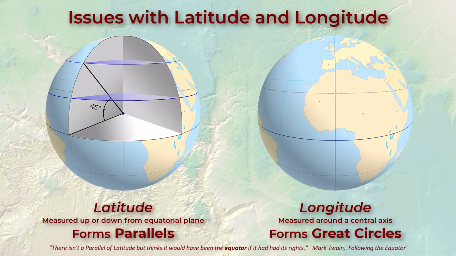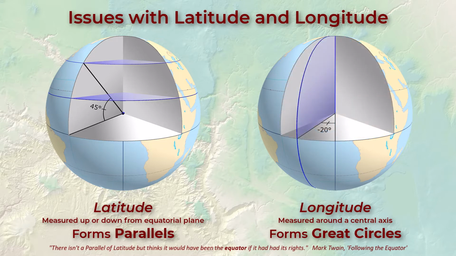Longitude, on the other hand, is defined as an angle around a line connecting the North and South Pole. All lines of longitude are actually great circles, and a great circle is what you get when you intersect a sphere with a plane, such that the plane goes through the center of the sphere. In this case, this plane also goes through the North and South Pole, and a great circle is always the largest circle you can draw on a sphere.